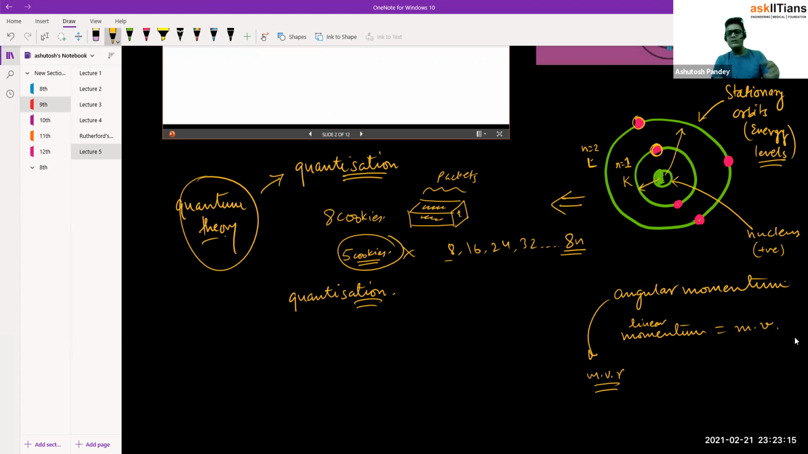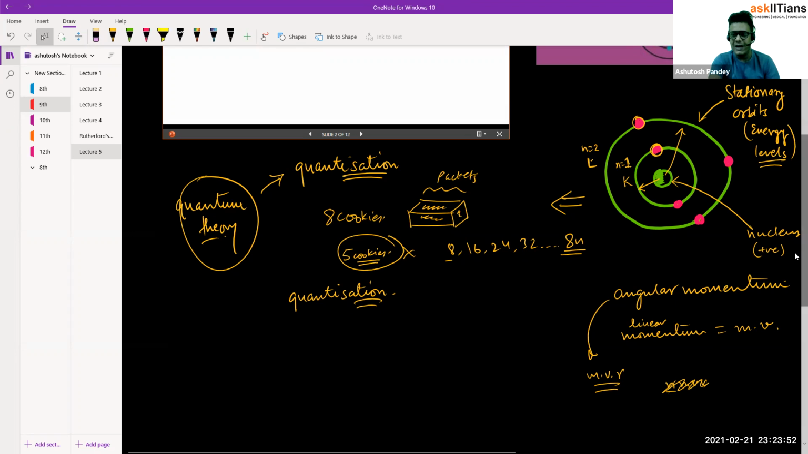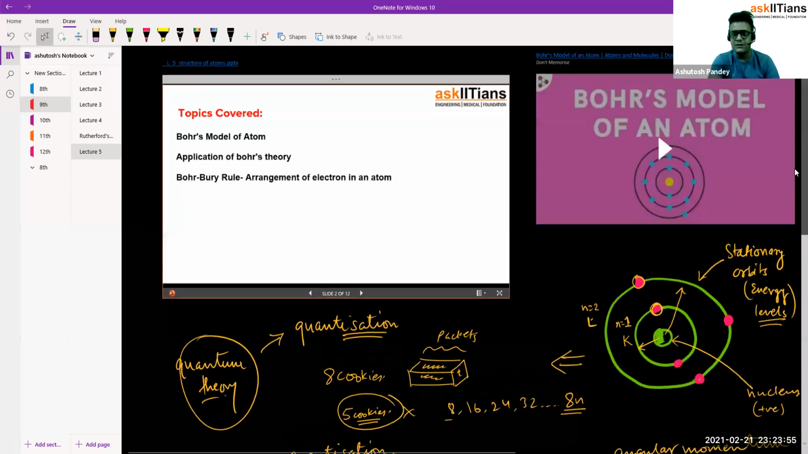So he proposed that angular momentum will have quantized values. Quantized values means n times the first. Like the first angular momentum is mvr, so the second will be n times mvr, like this. He proposed that the electrons will revolve in the orbit for which the angular momentum is quantized. This was Bohr's proposal. Let's watch this video to understand it better.